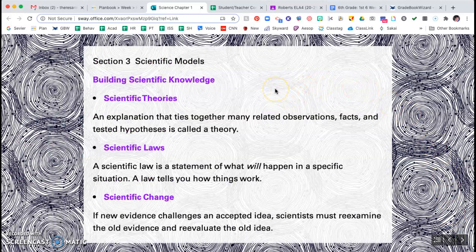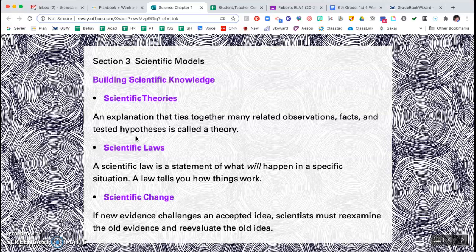So this section is building scientific knowledge using scientific models. There are things called scientific theories, and there are things called scientific laws. A theory is an explanation that ties together many related observations, facts, and tested hypotheses. These are called theories.